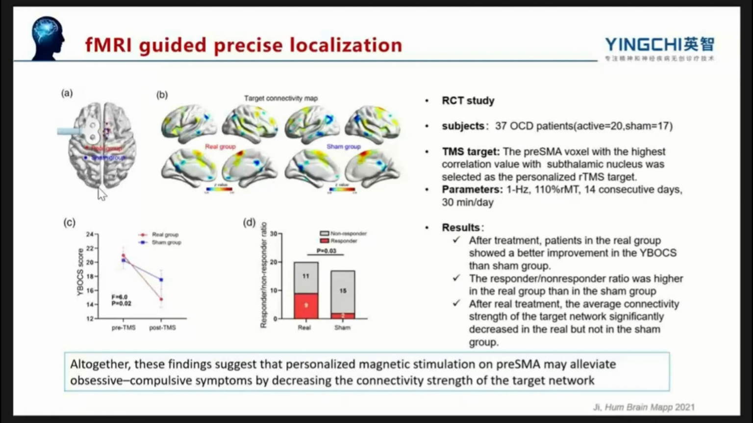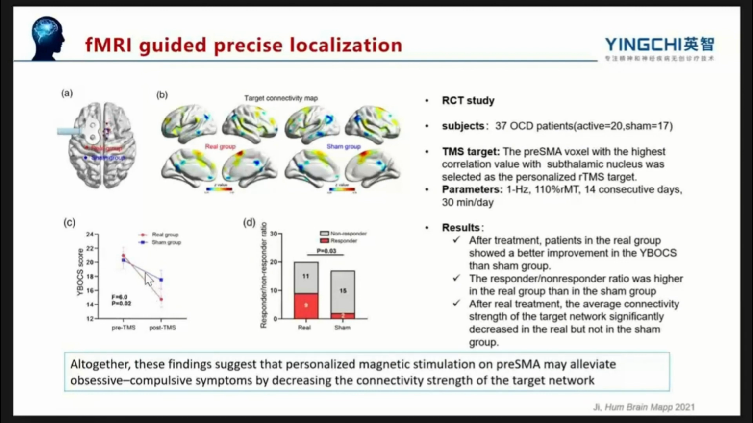And we can also provide the hardware for the neural navigation of rTMS targets during the treatment. So we can see the results of this study. It is an RCT study with 37 OCD patients. The parameters are 100, and the total treatment time is 14 days. The full treatment time is about 30 minutes.